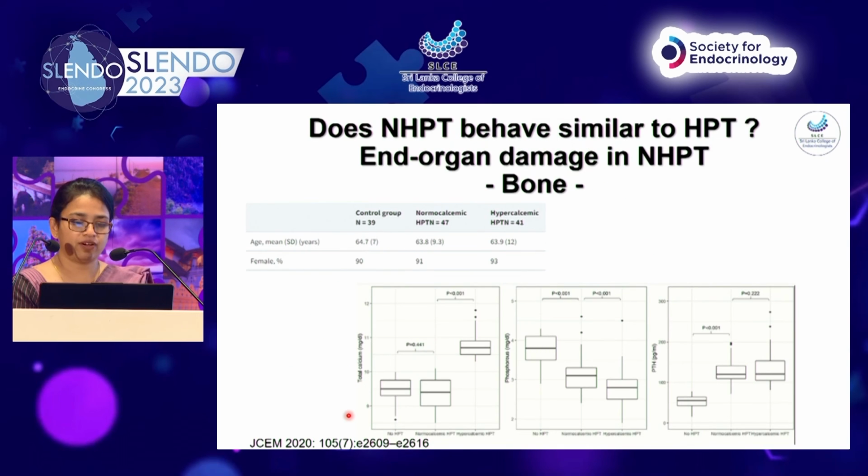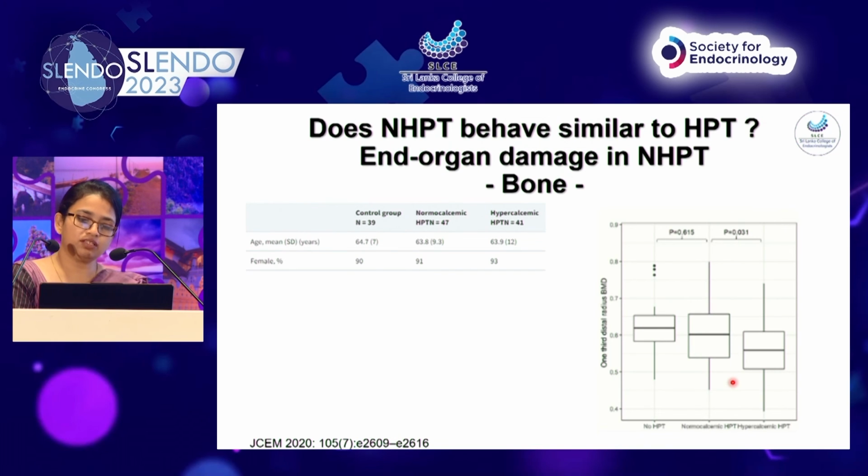What is the biochemical profile? This is a nice study in 2020. I'm sorry you can't read it, but I'll just mention the first is calcium levels, the second phosphorus, and the last one PTH. And this is no hyperparathyroidism, and this is our target group, normocalcemic hyperparathyroidism. You can't see any difference between the normal controls and this group with regard to calcium. But when it comes to phosphate levels, it is significantly different from the control group, as well as slightly raised from the hyperparathyroid group. So it's in between. And obviously, PTH level is raised as in the primary hyperparathyroid group.